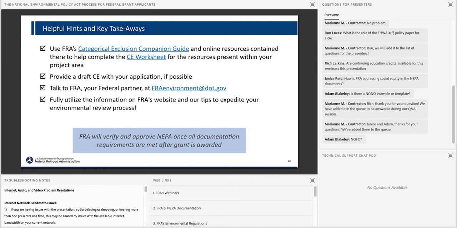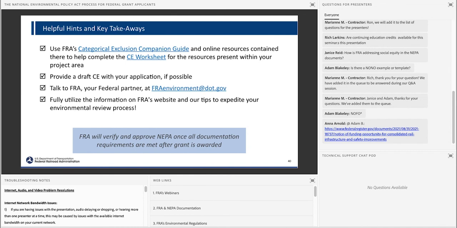And please check out the companion guide. It has online resources to help complete the CE worksheet or complete the environmental documentation for resources within your project area in your application. And if applicable, provide a draft CE with your application and talk to your federal partner. This is a main link email, but you can also email myself or Marlis directly, and our contact information is at the end of the presentation today. Those links should all work, but please fully utilize the information on FRA's website.